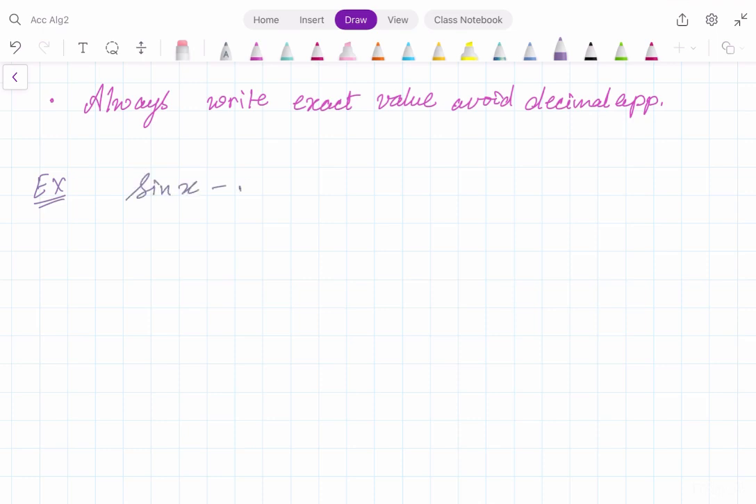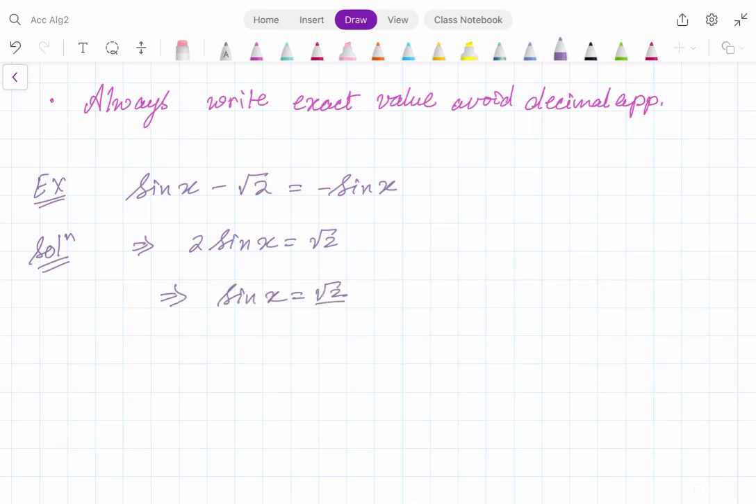So we have sine x minus radical 2 is equal to negative sine x. So I can combine the like terms. So it will be 2 sine x is equal to positive radical 2. And then I can say sine x is nothing but radical 2 over 2.